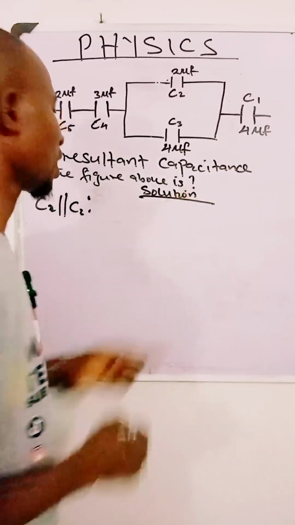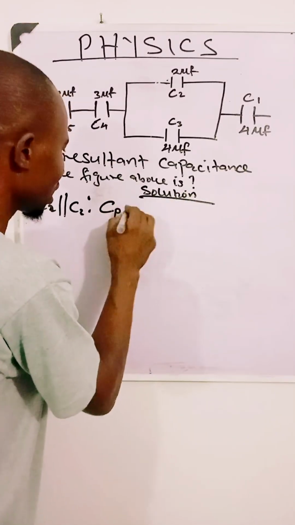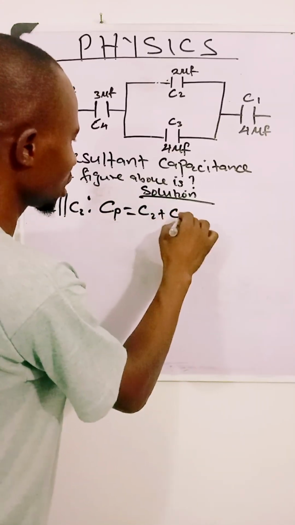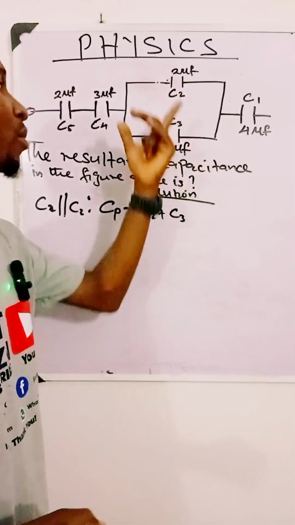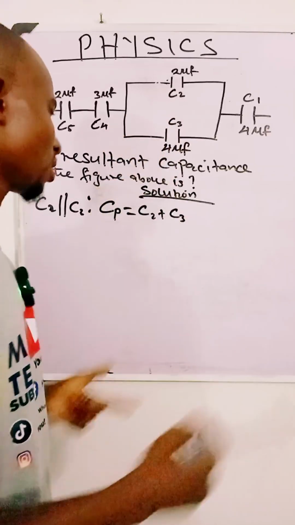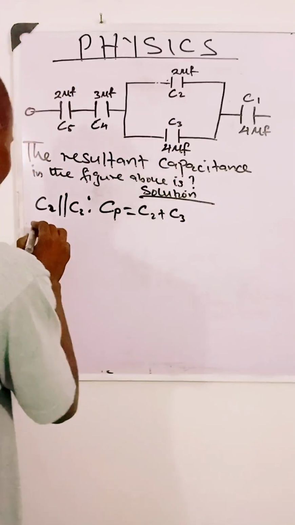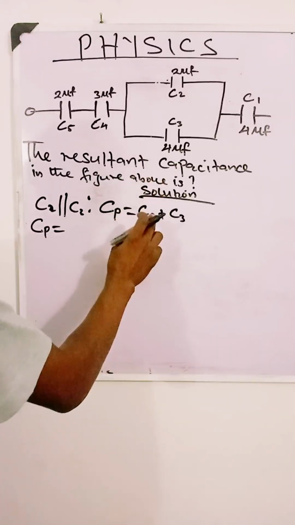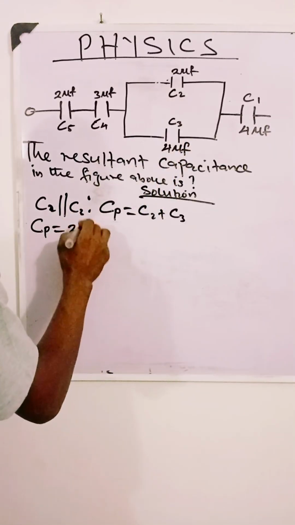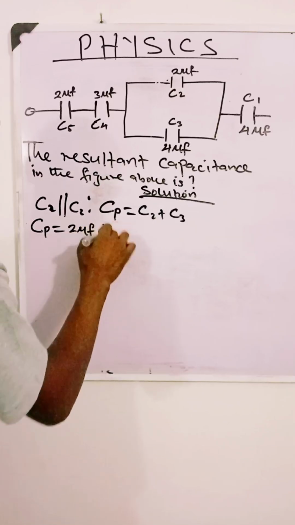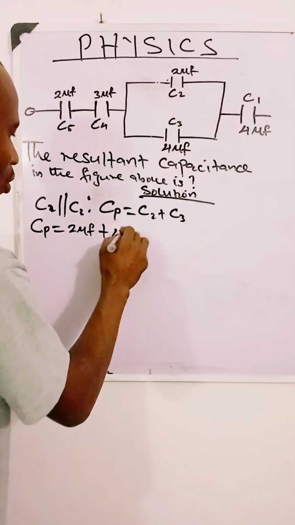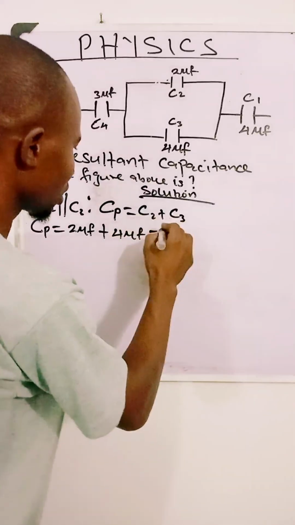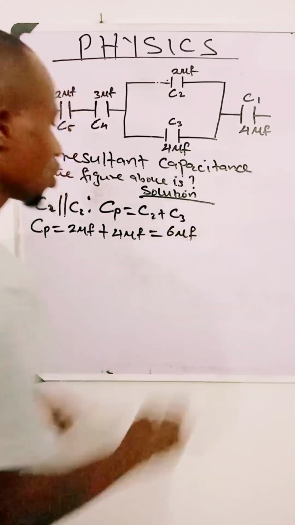And what's the principle of that? Let me just use CP, that is the C parallel, is equal to what? C2 plus C3. It's just the summation of the capacitance, right? So let's go there. CP is equal to, my C2 is what? 2 microfarad plus 4 microfarad, right? This is going to give me 6 microfarad.